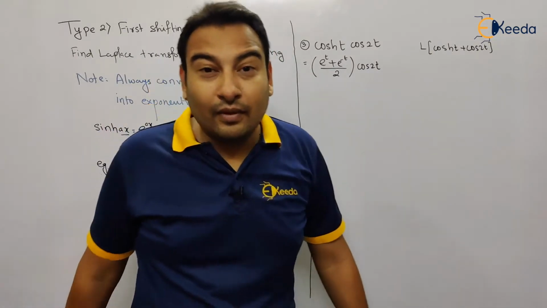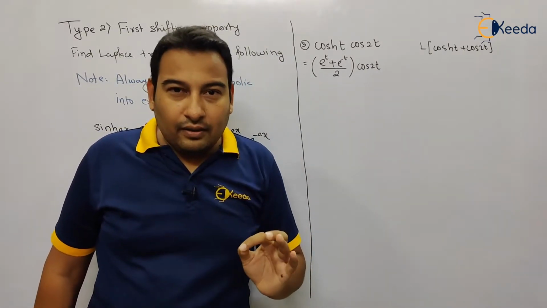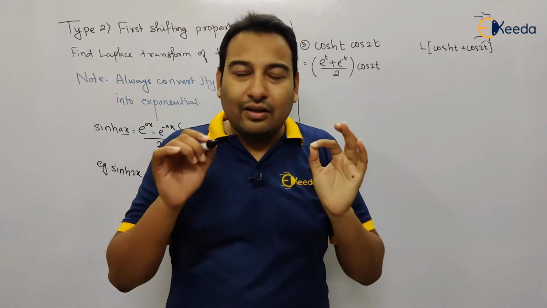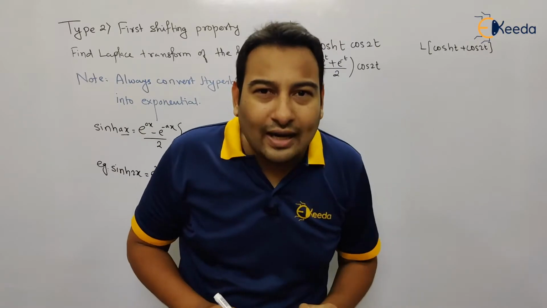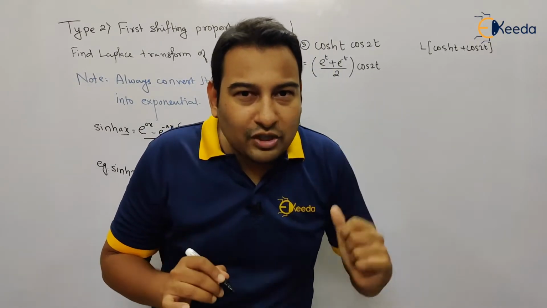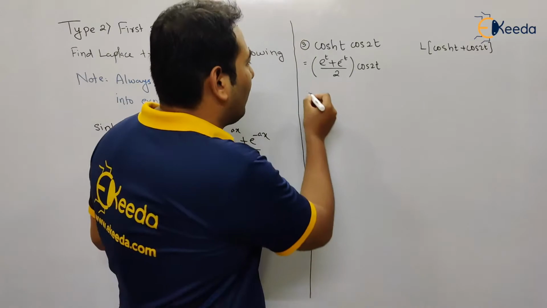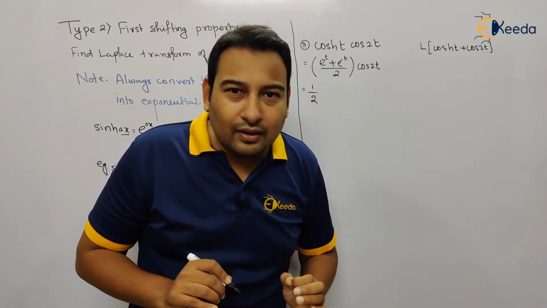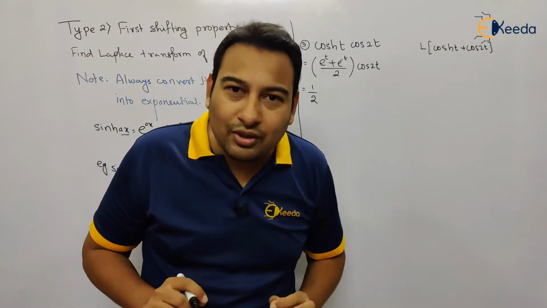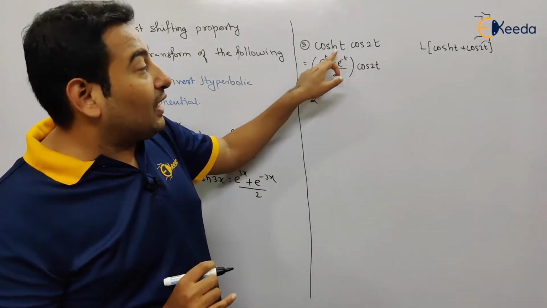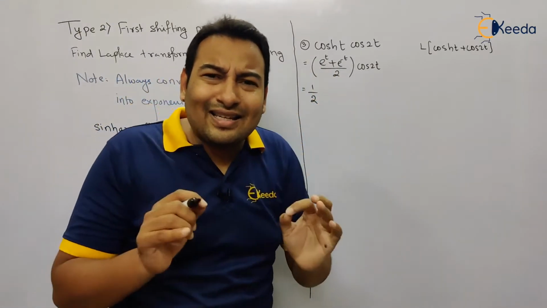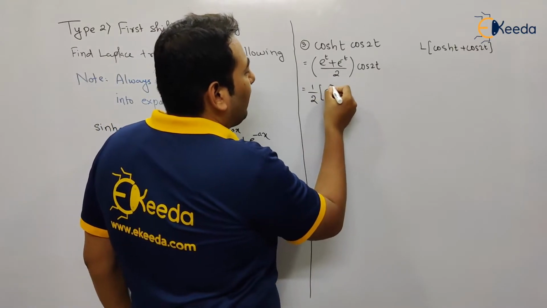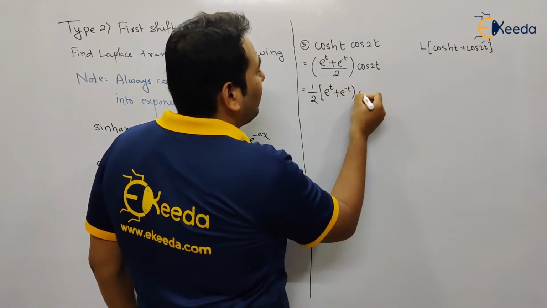What next? Remember, whenever we get a hyperbolic term, we convert it into an exponential term. And whenever you perform this particular step, always take 1 upon 2 outside, fixed. Always, always. This is the procedure. If you follow this, you can easily solve the problems. So this 1 upon 2 is outside, and we have e raised to t plus e raised to minus t into cos 2t.